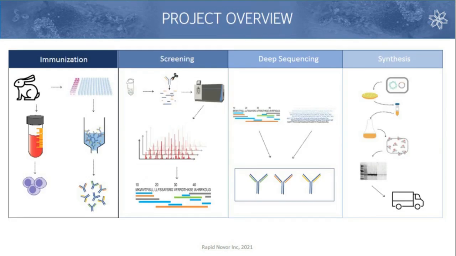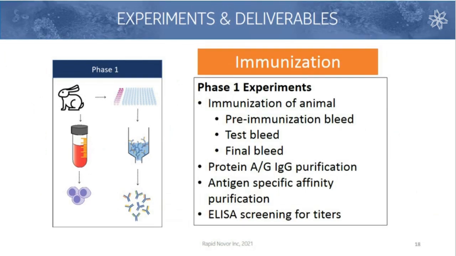In a little bit more of a granular approach, we have 4 phases to these projects. We have an immunization step, we have a screening step, we have a deep sequencing, combination of databases step, excuse me, and in addition a synthesis step to validate those antibodies of interest. In more detail, of course, we start off with immunization.